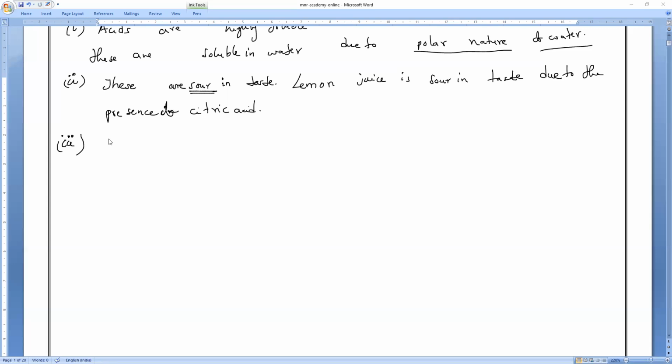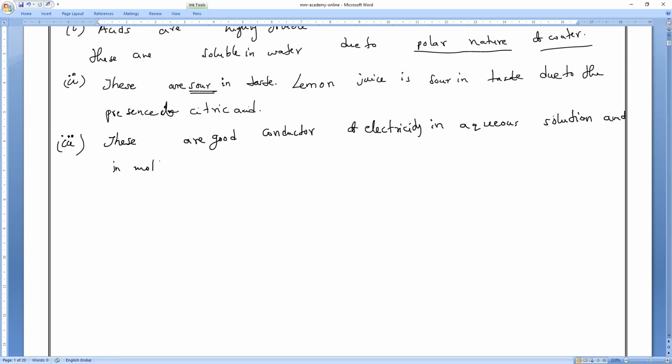When these acids are in molten state or in aqueous solution, they are good conductors of electricity or bad conductors of electricity? Everybody. They are good conductors of electricity. We have to take it only either in aqueous state, means dissolved in water, or in molten state. What do you mean by molten state? I already taught you in chapter 1. Molten state means like liquid state.